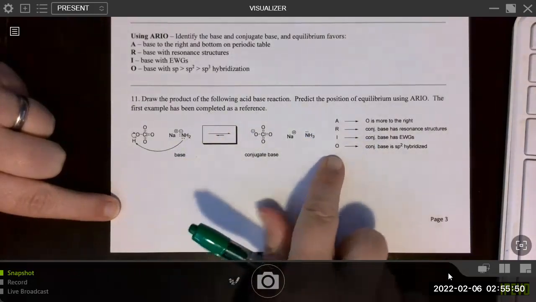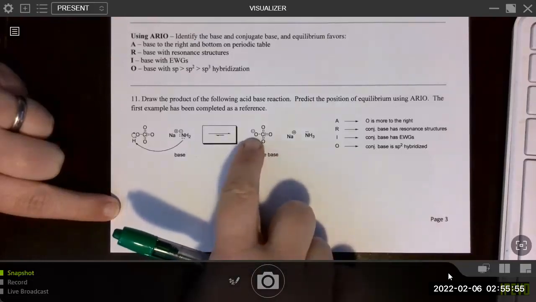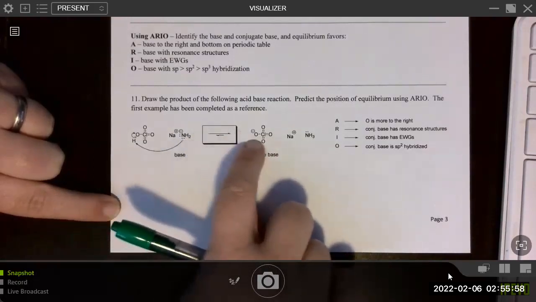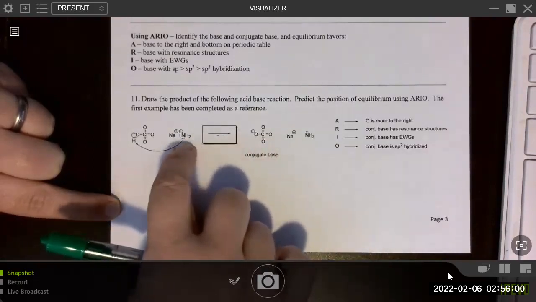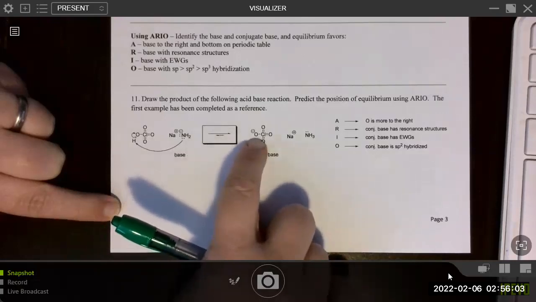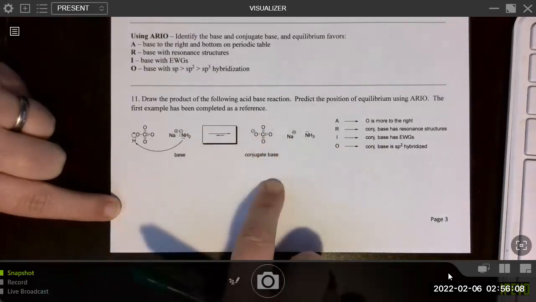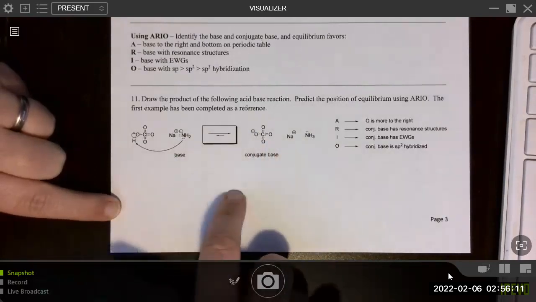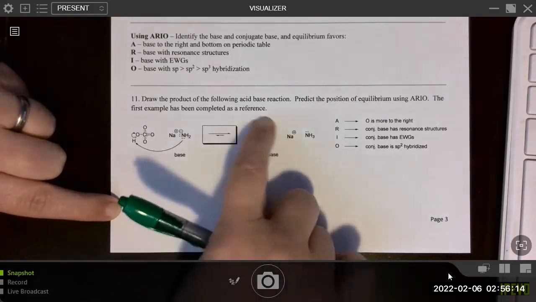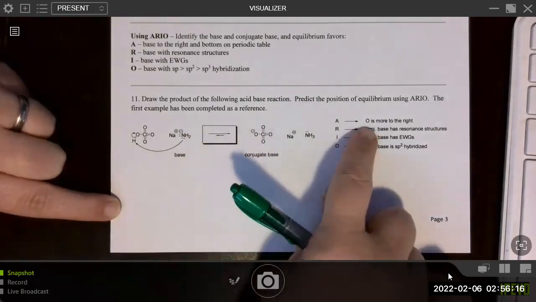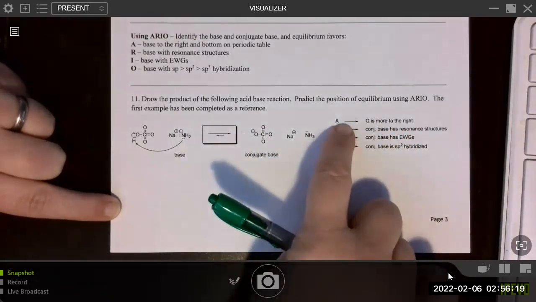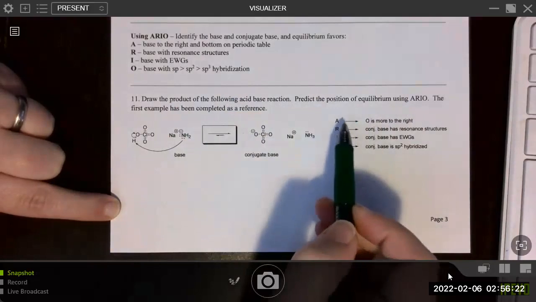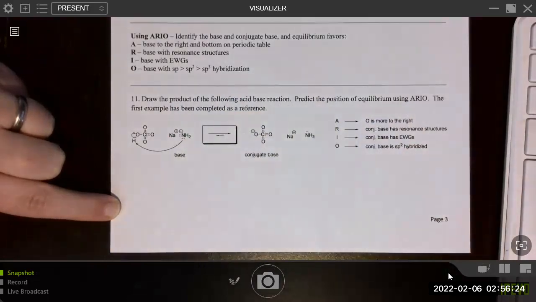And so what they're showing you here is by analyzing the atom, specifically we're looking at the atom with the negative charge on both the base and the conjugate base. So we're comparing a nitrogen with a negative charge versus an oxygen with a negative charge. And nitrogen and oxygen are in the same row of the periodic table. Remember, it goes carbon, nitrogen, oxygen, fluorine. So oxygen is more to the right on the periodic table. And that means that we would predict the equilibrium would favor the right. So that's why they've drawn in this arrow going that direction. And then what about resonance?